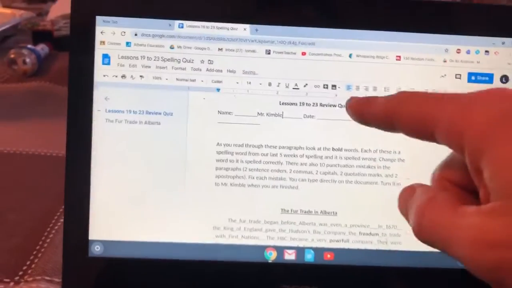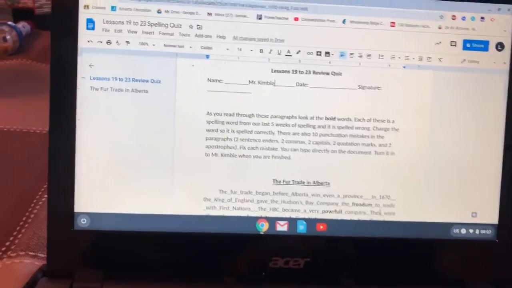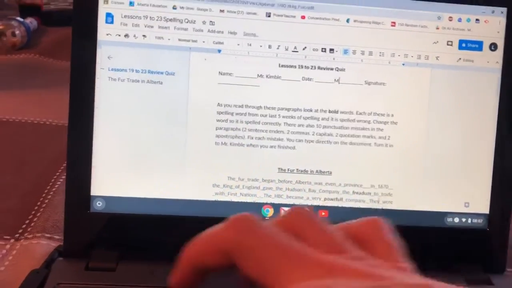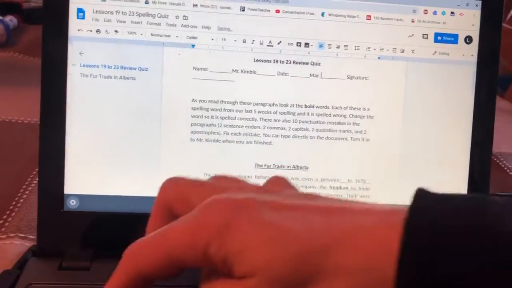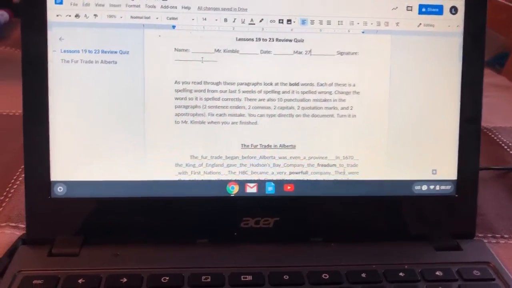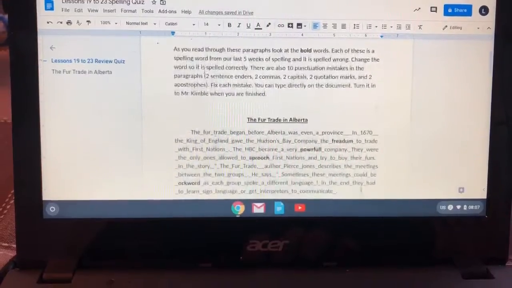Now, if things get a little pushed aside, you can just leave it as is. It's no big deal at all. The date today is March 27th, and I'm not too worried about the signature if you're doing it this way. You'll see the directions are under here.